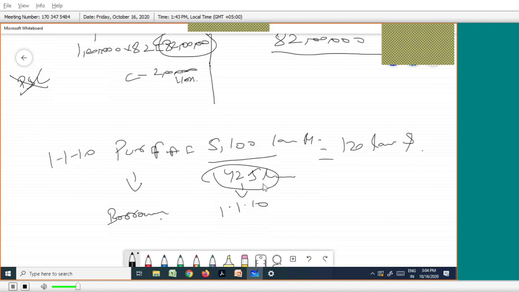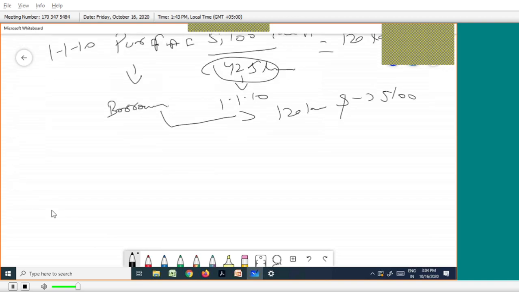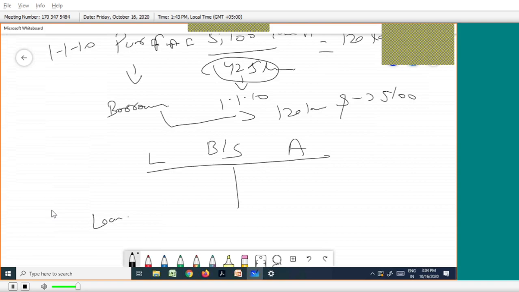So how much did they borrow? 120 lakhs dollars they borrowed, for purchasing 5,100 lakhs machinery. Both are the same only; one is in dollars, the other in Indian rupees. So this is my balance sheet: liabilities and assets. Loan, initial recognition, 120 lakhs dollars into 42.5 equals 5,100 lakhs is my loan amount. Asset 5,100 lakhs. This is my initial recognition.